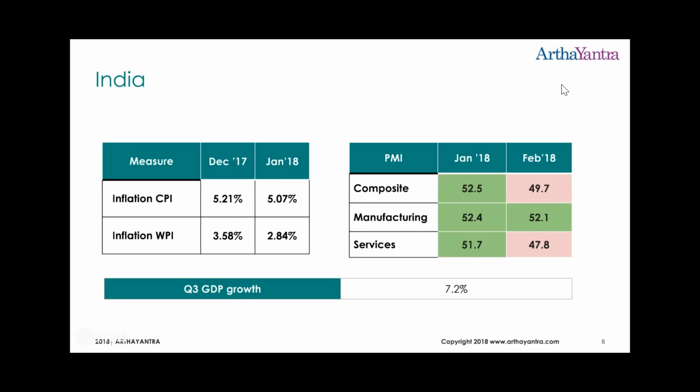But the service activity in the month of February had contracted for the first time since November. And this was primarily due to rising inflation. So in the past 2 months, we have seen inflation going over the 5% mark, as measured by the CPI, as can be seen on the left. The Reserve Bank of India would like to keep the inflation at 4%, plus or minus 2%.